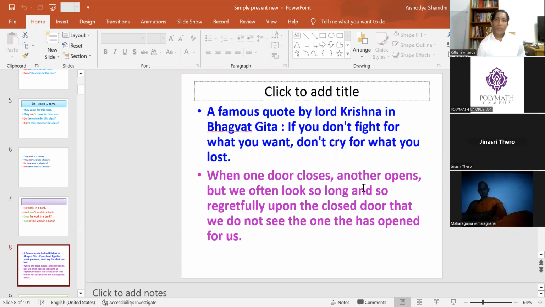Now you see a famous quote by Lord Krishna in the Bhagavad Gita: if you don't fight for what you want, don't cry for what you lost. Here you can see that when talking about certain quotations from books, of course, we tend to use the simple present, because we consider those ideas and concepts to be general. When one door closes, another door opens. But we often look so long and so regretfully upon the closed door that we do not see the one that has opened for us.